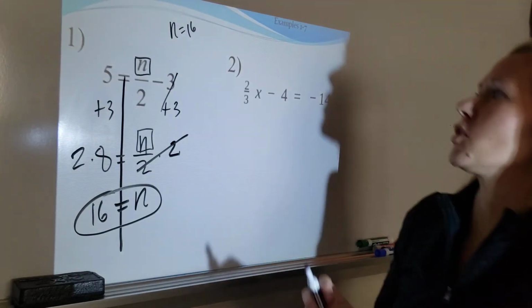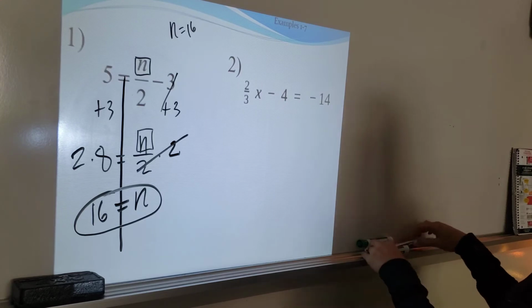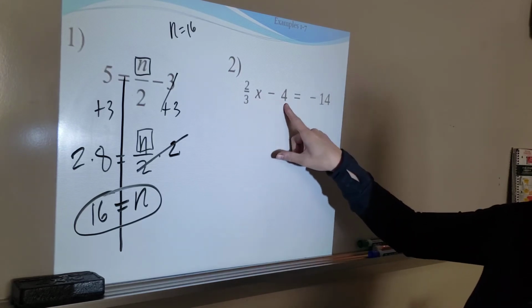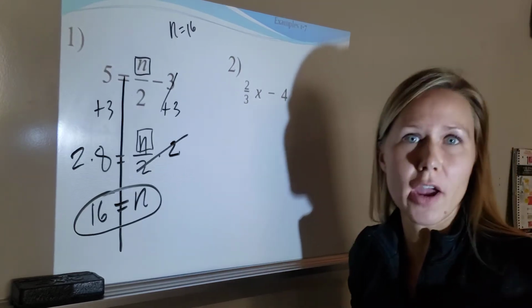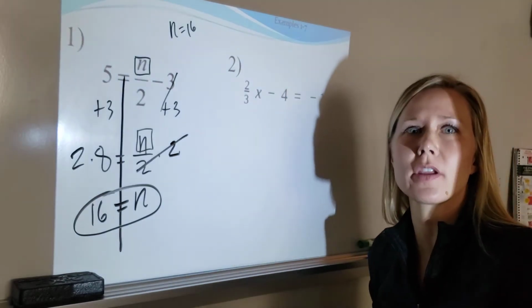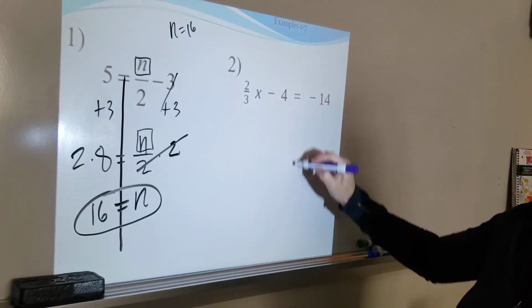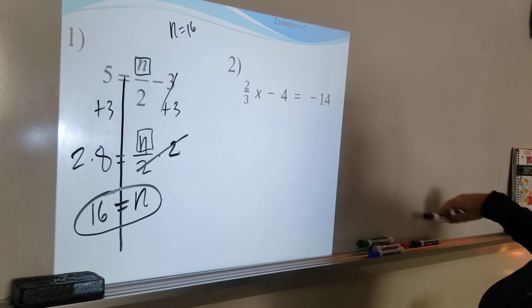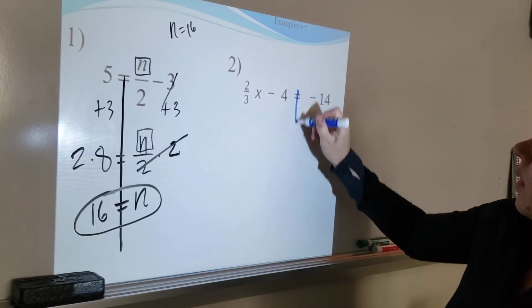Let's try the next one, number 2. So here we've got 2/3 times x minus 4 equals negative 14. Here we're going to have a fraction. So we're going to be kind of pulling back what we learned the other day with fractions. Okay. Oh, that marker doesn't work. I guess I'll use blue.